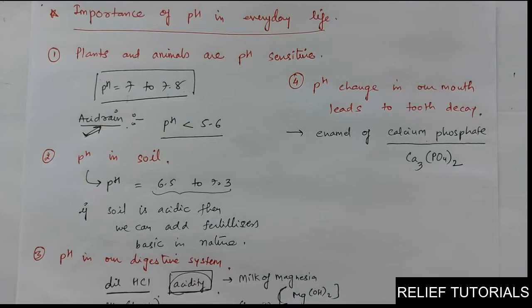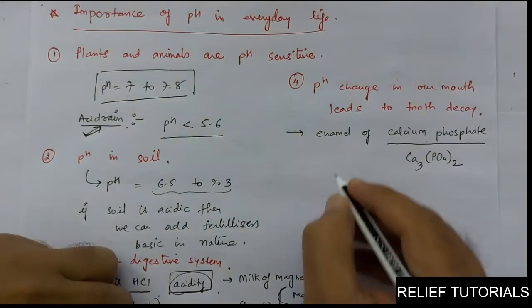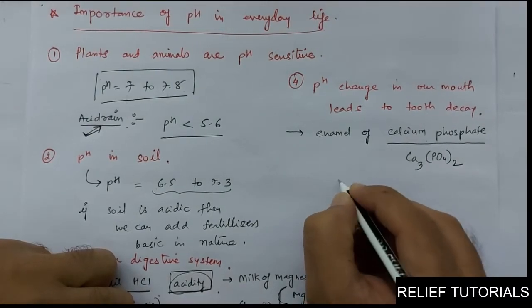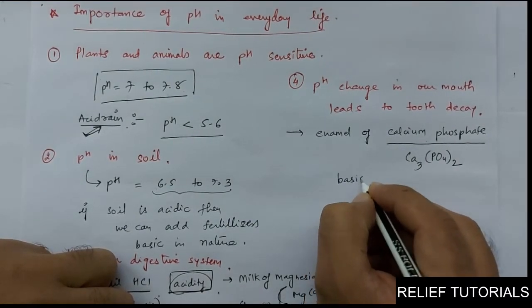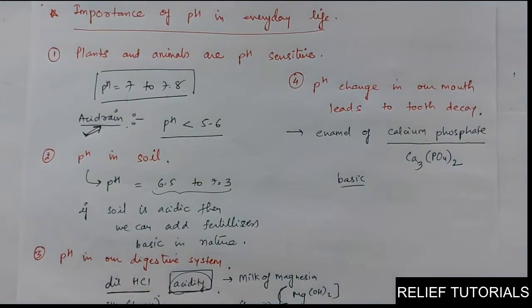Is that clear? So we have to clean our mouth, and the toothpaste we use is basic in nature, so that helps decrease the acidity of the mouth. It neutralizes the mouth pH and decay of the tooth can be prevented.